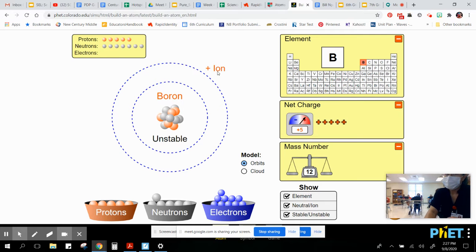Okay? It is an ion. See the plus ion here? It's an ion if it doesn't have the same number of protons as electrons. Alex, I hope you're paying attention. John, yes? Okay? So I can make this, let me take some of these away.